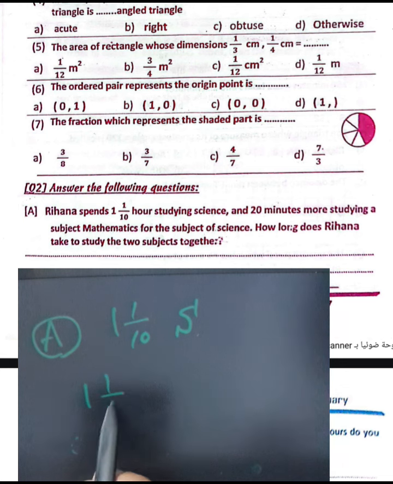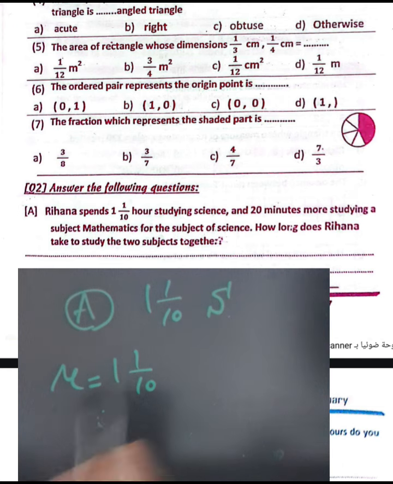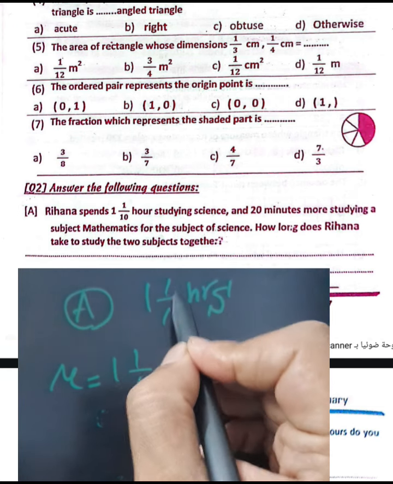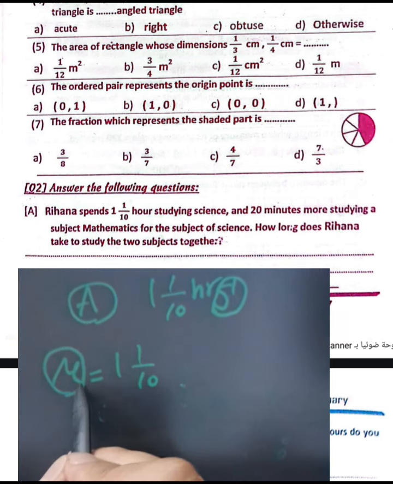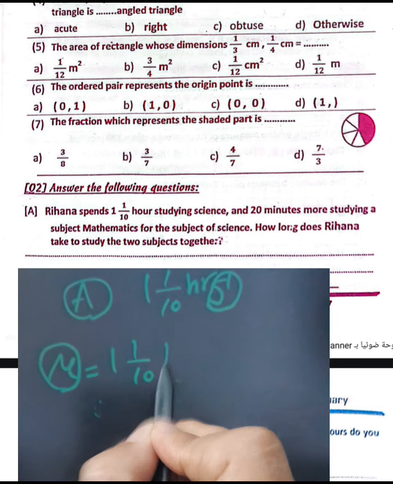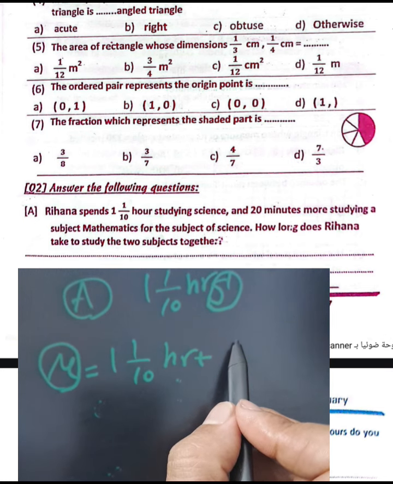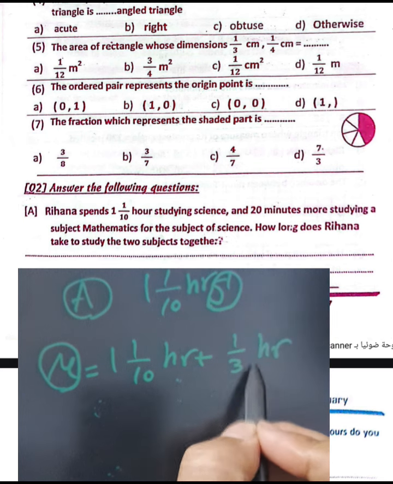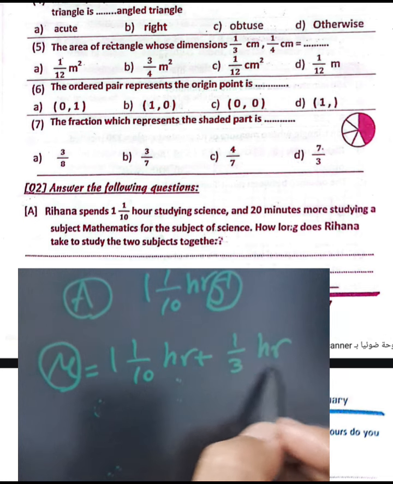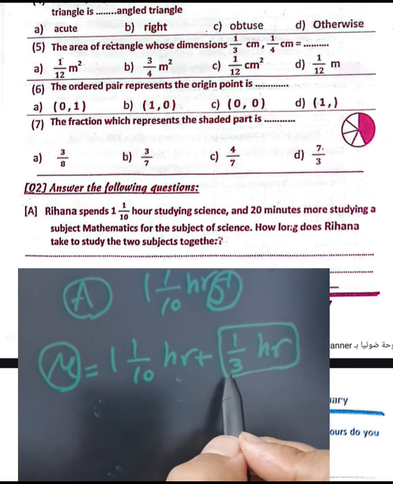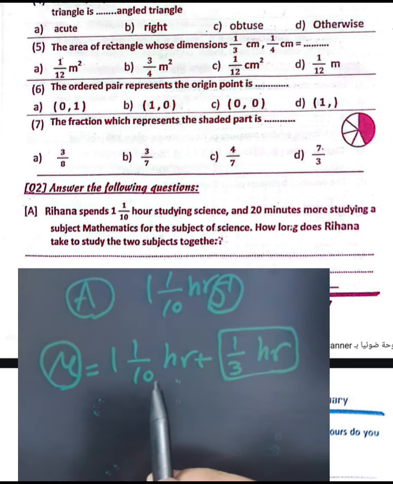You can write 1 and 1 over 10 to give the number of hours. We have 1 hour and 1 over 10 hour studying science. And mathematics was studied 1 and 1 over 10 hour plus 20 minutes. 20 minutes means a third of an hour. 20 minutes is equivalent to what? A third of an hour. Understood? A third of an hour equals 20 minutes. It tells us she studied 20 minutes more studying mathematics than science.